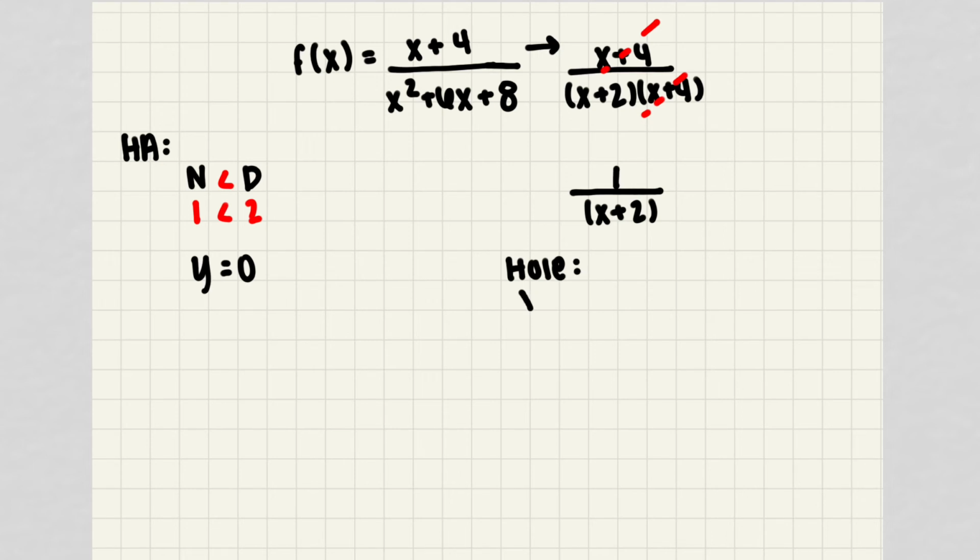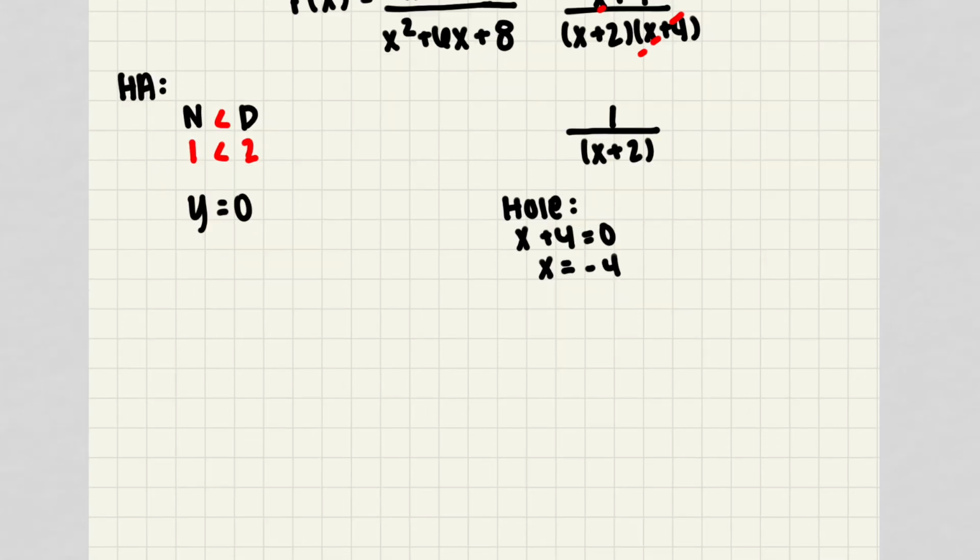So I take that x plus 4, set it equal to 0. And when I solve that, I see that this graph has a hole at x equals -4. The next thing we're going to do is deal with the vertical asymptote. I take whatever is left in the bottom, or the denominator, x plus 2, and I set it equal to 0. When I solve this, I get x equals -2. So I've now found my vertical asymptote, and it's at x equals -2.